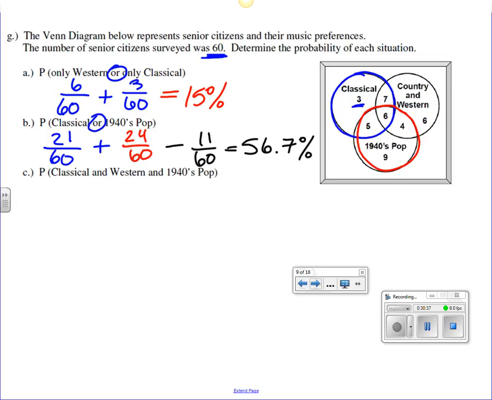All right. Probability of liking classical and Western and 1940s pop. What's different about this one? Very good. So you could multiply them and get the same answer, or you could just use the Venn diagram to your advantage. Who likes classical and Western and 1940s pop? 6 people like all 3. 6 people like all 3 out of 60, which is 10%.